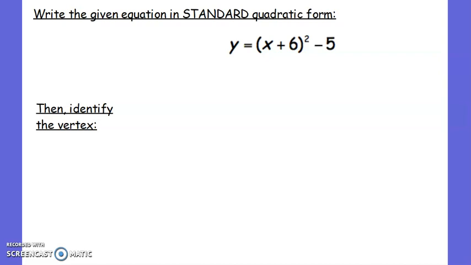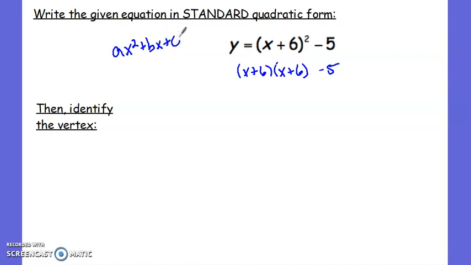So we're going to take this equation up top here, which we've seen equations like this before. It's got a nice perfect square binomial in it, (x + 6) squared, which essentially means (x + 6) times (x + 6), and then it's subtracting 5 afterwards. If I want to put this into standard form, remember standard form is going to be ax squared plus bx plus c.